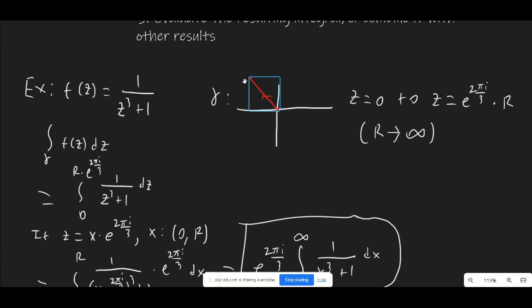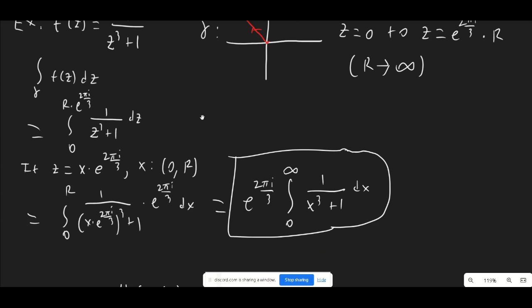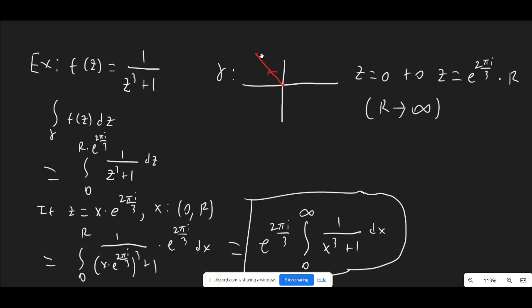So notice that this integral is a straight line. So the first step is we're just going to write in the starting point and the ending point as the bounds. So the starting point is 0, and the ending point is r times e to the 2 pi i over 3. Now we notice that if we let z equal x, where x is a real number, times e to the 2 pi i over 3, then x is going to go between 0 and r, right?